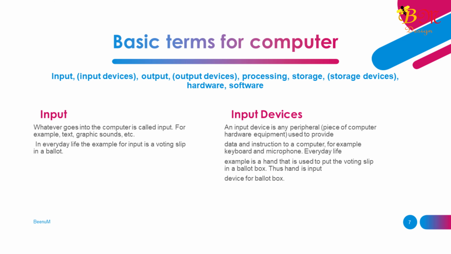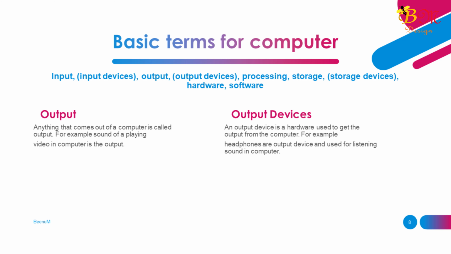Output. Anything that comes out of a computer is called output. For example, the sound of a playing video in a computer is the output. Output devices. An output device is a hardware used to get the output from the computer. For example, headphones are an output device and used for listening to sound in a computer.